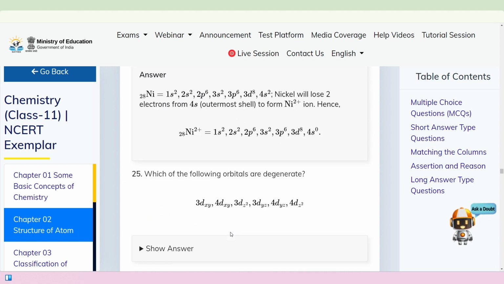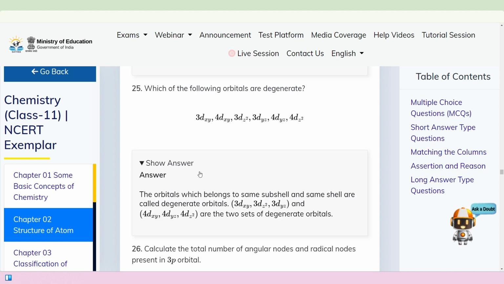Which of the following orbitals are degenerate? You have to see which of them are degenerate. Orbitals that have the same values of n and l are degenerate. What is the value of n here? 3. What is the value of l? 2. So 3 and 2. Here 4 and 2, so these two are not degenerate. Here also 3 and 2, so these are degenerate. These 3 are degenerate. 4 and 2, so these are degenerate too. All the 3d are degenerate and all the 4d are degenerate, right?